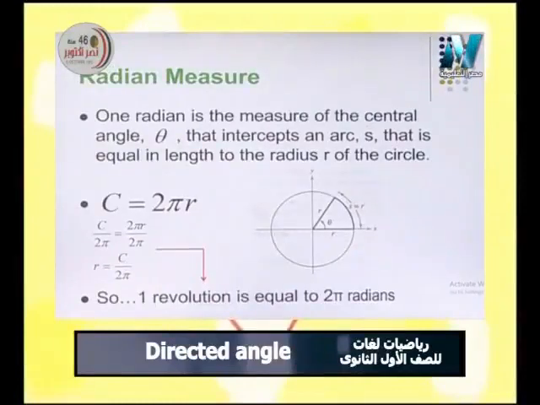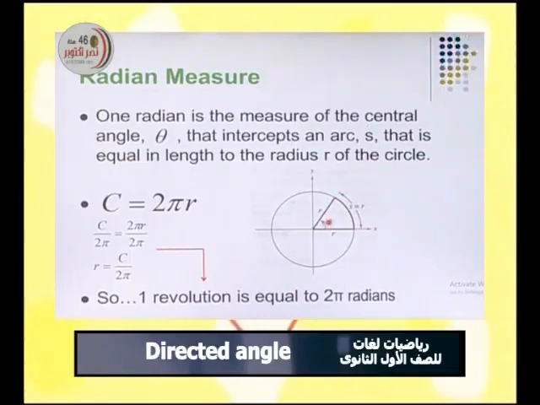Look here. What is the radian measure? We used to use degrees, minutes, and seconds. 1 radian is another method to measure angles. Look here. We have the angle theta, and this is r, which is the radius, and this is another radius, and we have the arc of the circle which subtends theta.